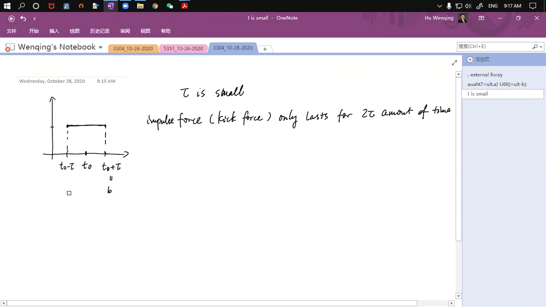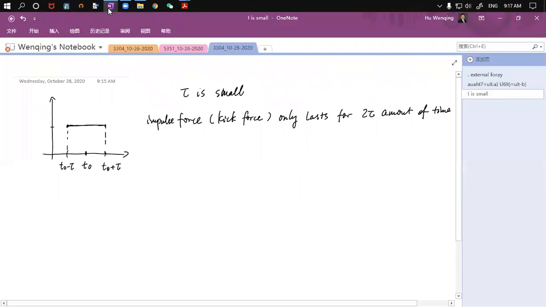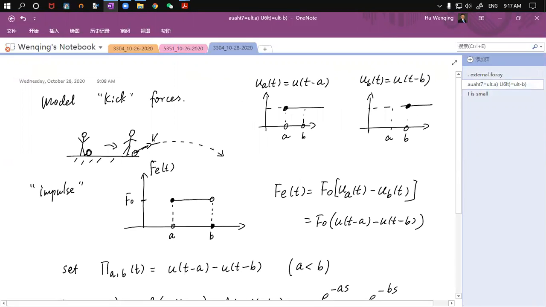Is that good for everybody? Okay, so let's say we're going to use this model. Then you can see that, let me suppose the force is of magnitude L. Then you can see how much initial velocity is going to be given to the ball.